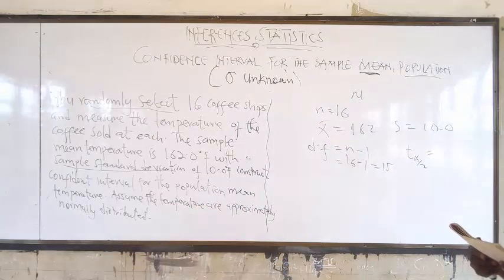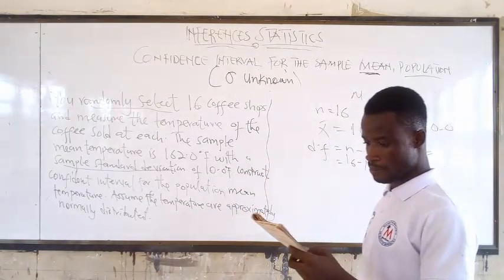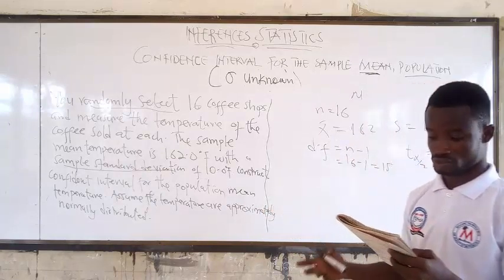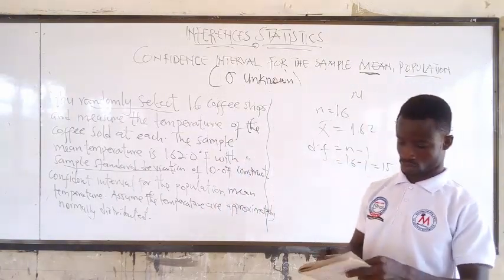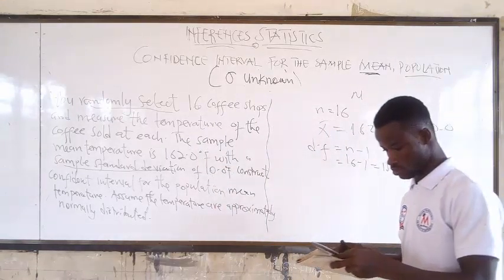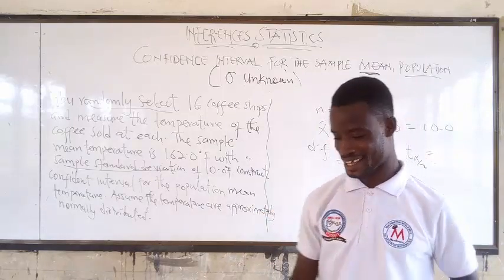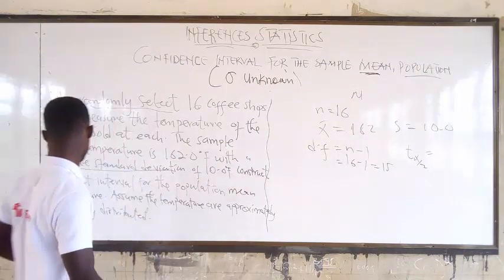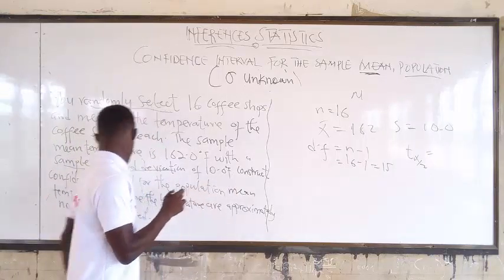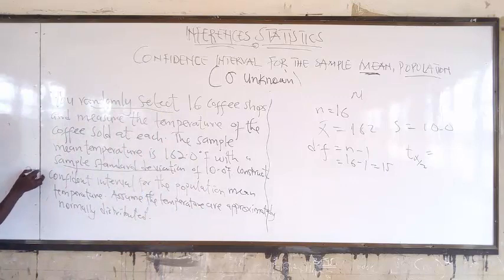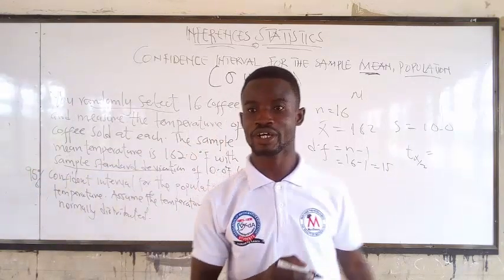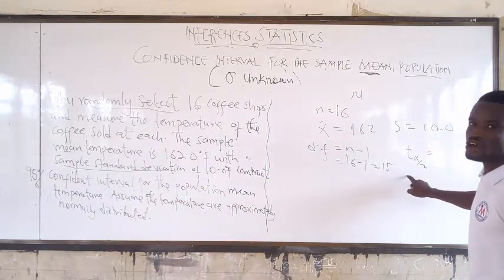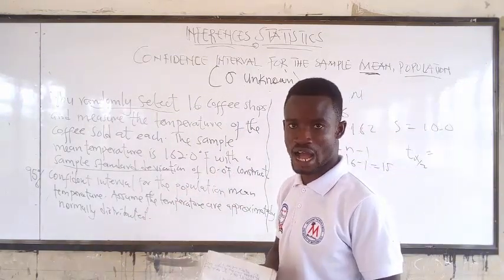Oh, I didn't write it. Let me check well. Oh, okay. So the question is supposed to be: construct a 95% confidence interval. Can you see? Oh, you can see. 95% confidence interval. Because without that percentage, you cannot know your alpha. I hope it's clear.